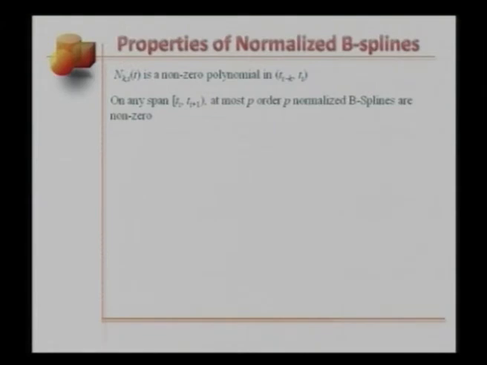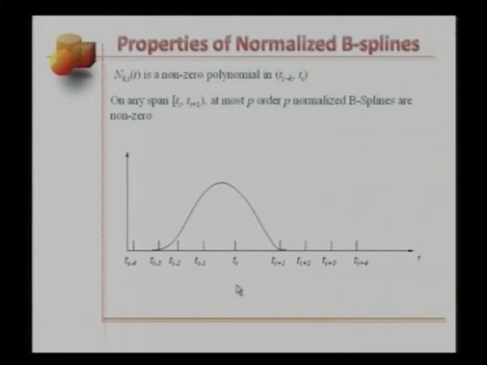Let me show you an example and then discuss a general case on the board. We start with a case which has the knot span ti minus 4, ti minus 3, ti minus 2, ti minus 1, ti, ti plus 1, ti plus 2, ti plus 3, and ti plus 4, all arranged in ascending order. And an interval of importance is this one here, ti, ti plus 1. Let's sketch an order 4 normalized basis function. The last knot will be ti plus 1. The first knot will be ti minus 3. This is N4,i+1 of t.